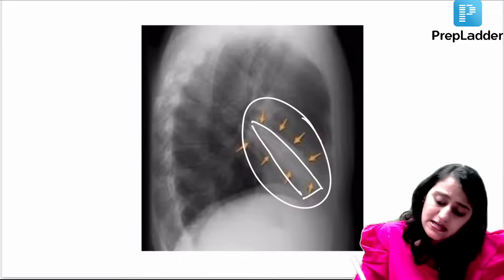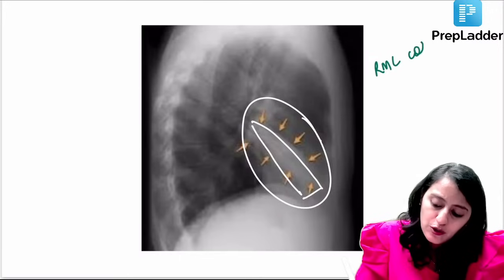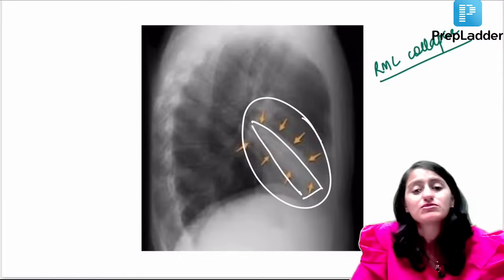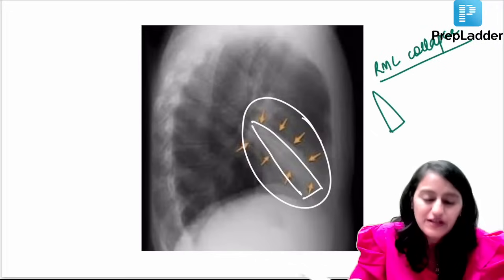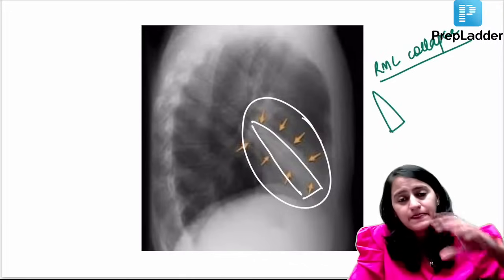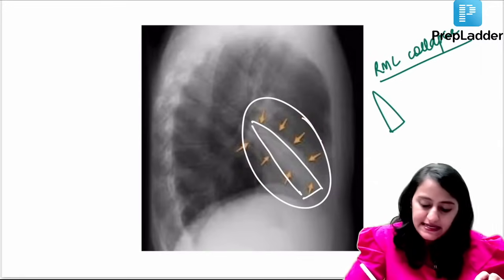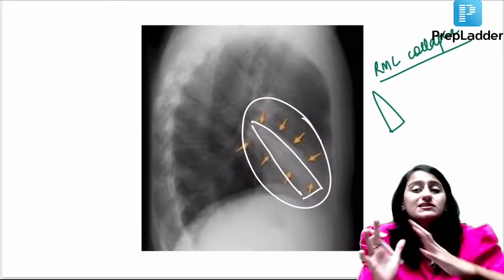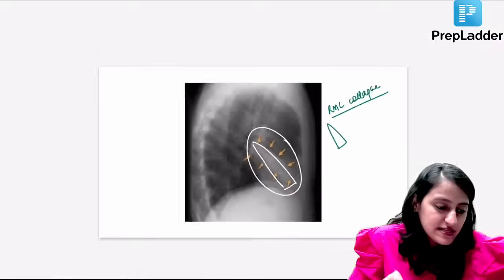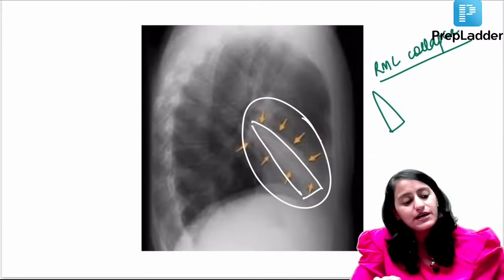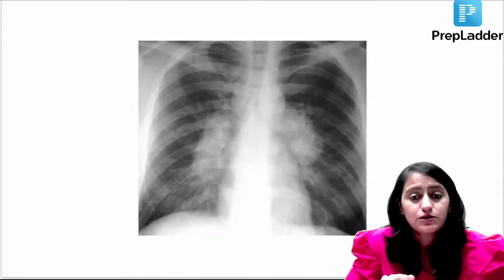This is the wedge-shaped opacity that you are seeing overlying the heart in a lateral X-ray. This is the classical image of right middle lobe collapse on the lateral chest X-ray. It appears like this wedge-shaped opacity overlying the heart with the middle lobe collapse, the two fissures of the right lung coming towards each other. So classically, this is going to be right middle lobe collapse.